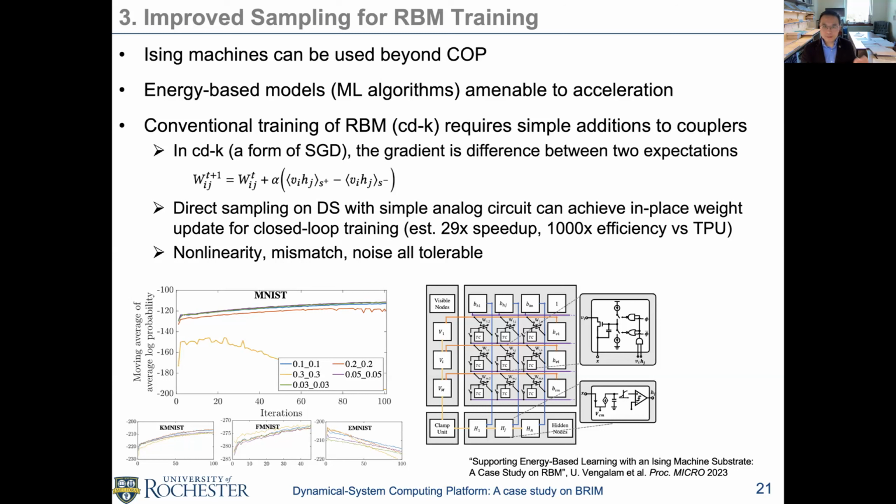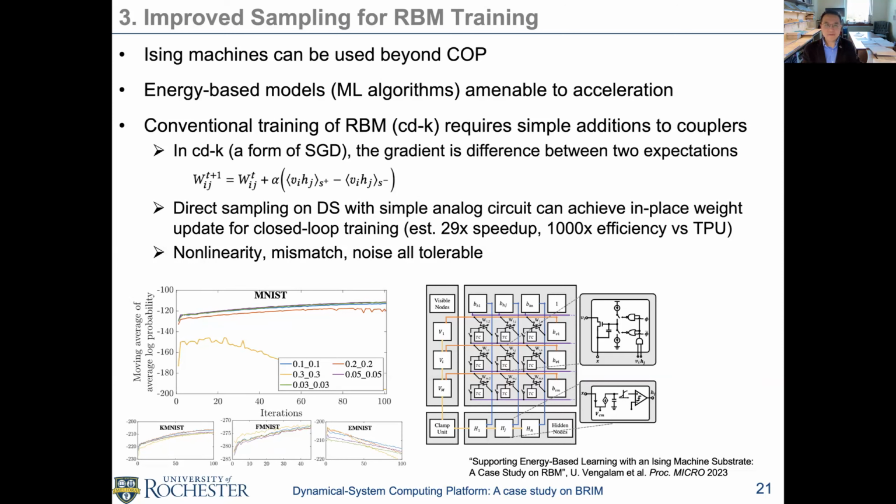Finally, we want to go beyond COP. For this case, we obviously chose what's called energy-based models. They have energy in their name. These are machine learning algorithms that are really amenable to acceleration. The conventional training of the so-called RBM, restricted Boltzmann machine, is called CD-k, CD standing for contrastive divergence algorithm. It's a form of stochastic gradient descent.